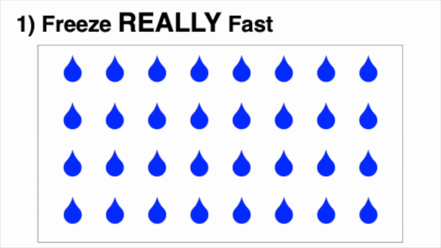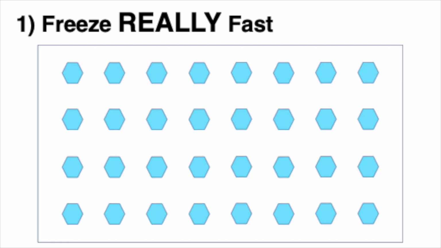Okay, so our first option is to freeze water really fast. If we use something like liquid nitrogen, we can freeze those water molecules in place right where they are. And once they're frozen, they're not going to get any bigger. So that's one option that we have, to freeze things really fast, to use some physics to help freeze our water really quickly.